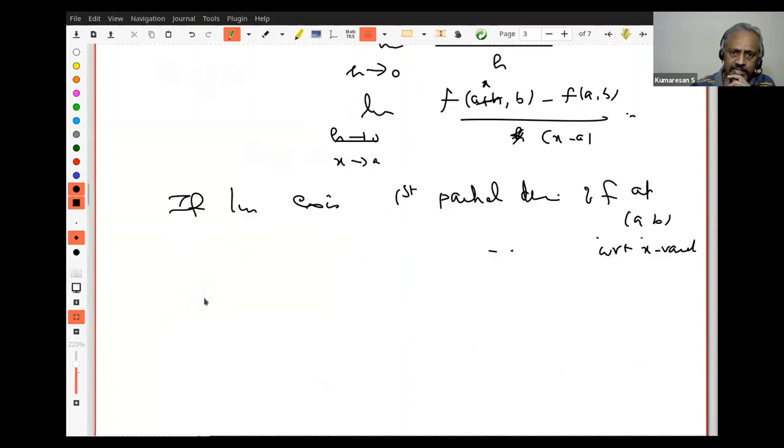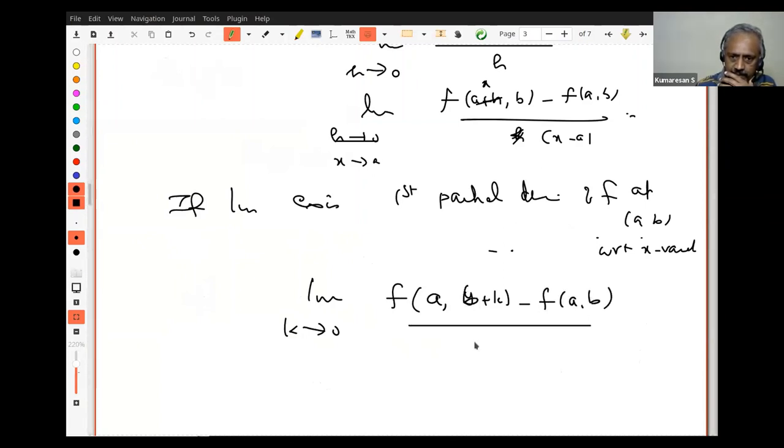So how will I define the second partial derivative? I look at the limit as k goes to 0 of f of (a, b plus k) minus f of (a, b), divided by k. Then if the limit exists, I call it the second partial derivative of f at the point (a, b), or partial derivative of f at the point (a, b) with respect to the variable y. You follow that?